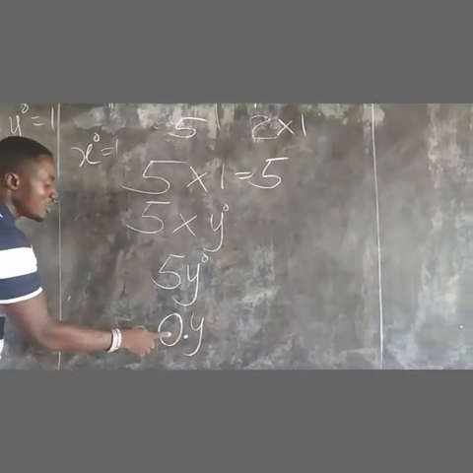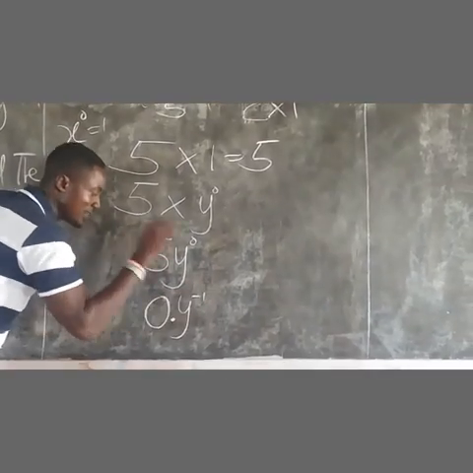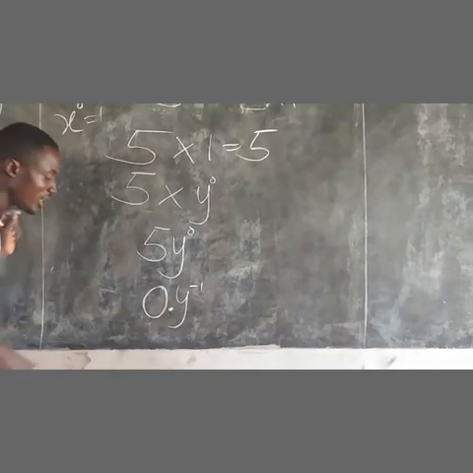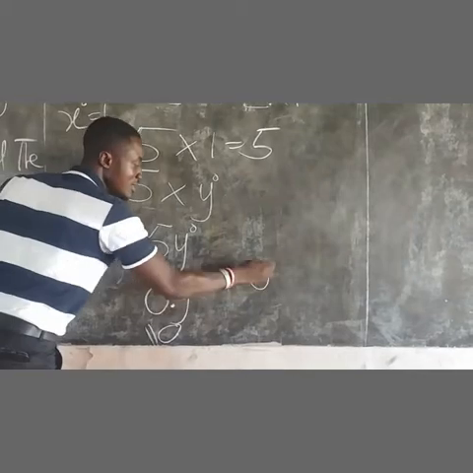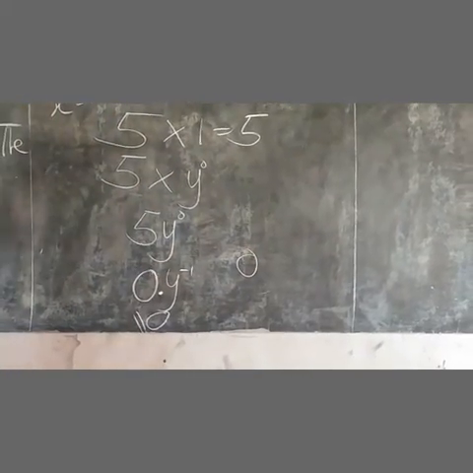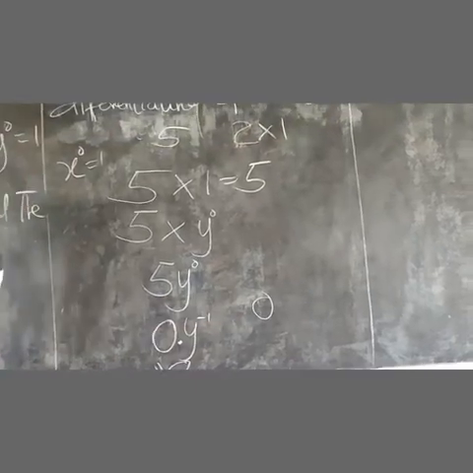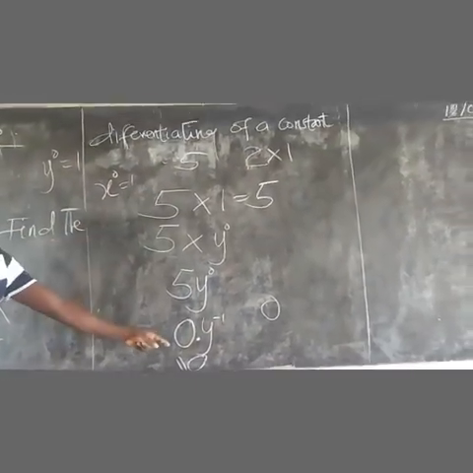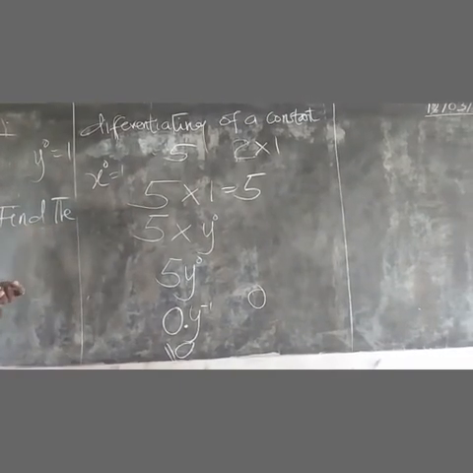So 0 times y, then 0 minus 1, so exponent negative 1. And don't forget, 0 times y exponent negative 1 is 0. So any number times 0 is 0. That means that if you differentiate a constant, you get 0. Take note. Alright, so that is the proof of differentiating a constant and getting 0.